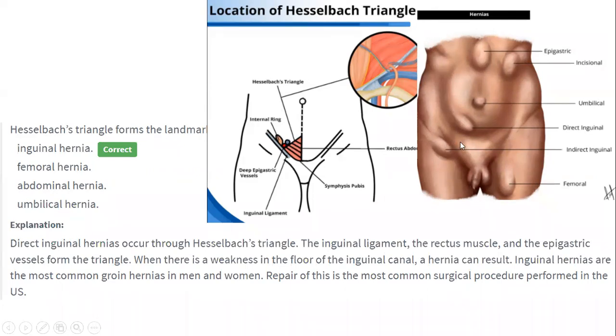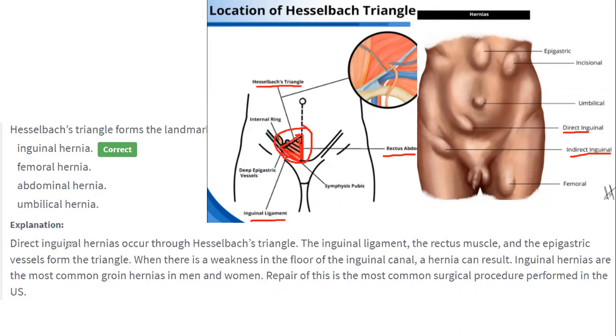So you can see the picture here. This is the indirect hernia. This is the direct hernia. So sometimes NCLEX would ask which area is more likely to develop an indirect hernia, and which area is a direct hernia. So this area is Hesselbach's triangle. It is a triangular area. One side, this muscle, is called rectus abdominis. Here is the ligament, called the inguinal ligament. And this is the triangle, which is called Hesselbach's triangle.